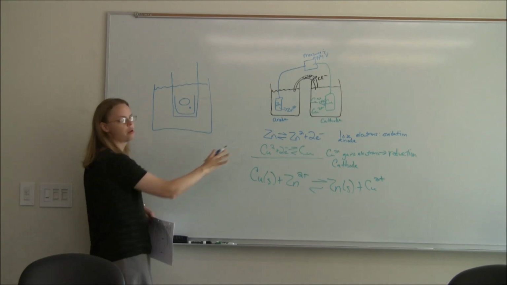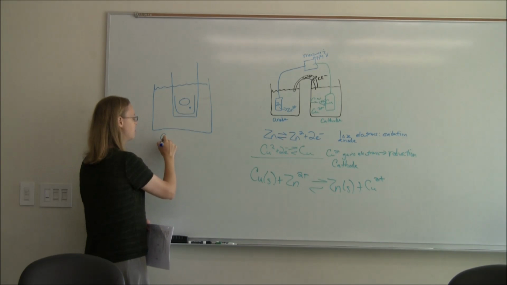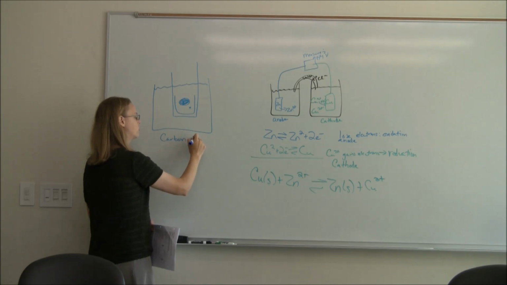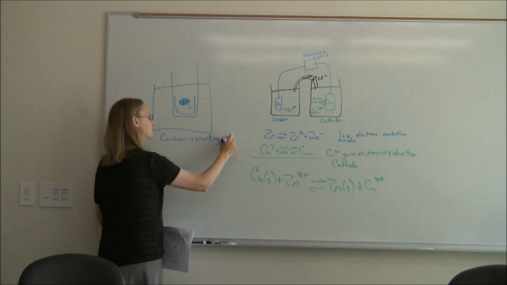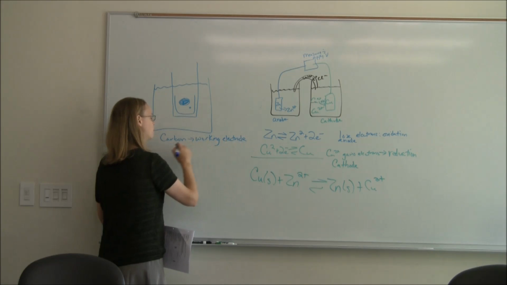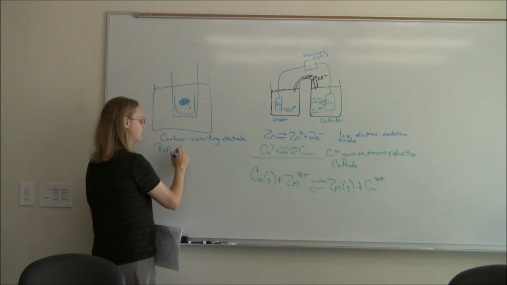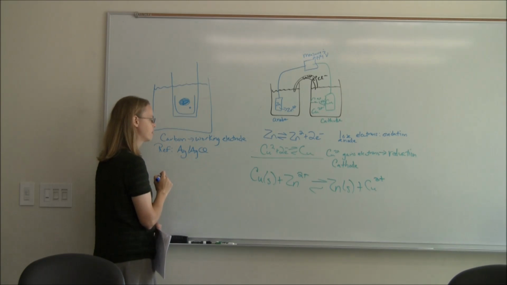We don't have this salt bridge, we don't have these metal electrodes, and instead we have carbon. So this is the carbon right here, and that's going to be our working electrode in the experiment that you're going to be doing. And then we have what we call a reference electrode, and our reference electrode in this case is silver chloride. That's a standard reference electrode.